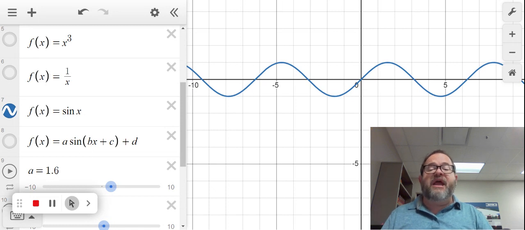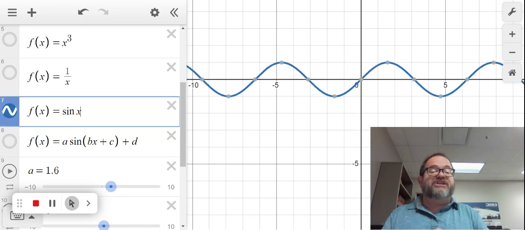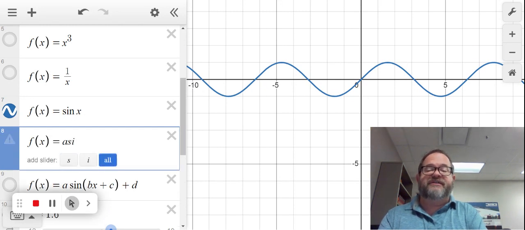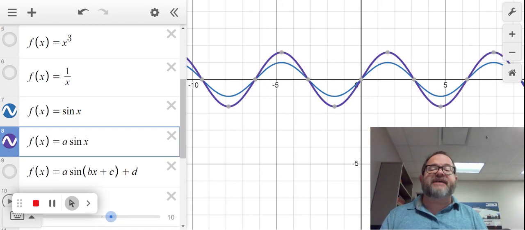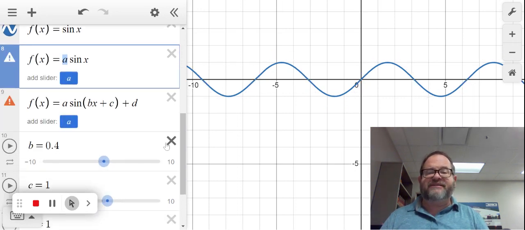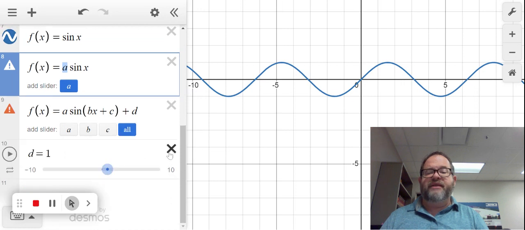So let me go ahead and teach these one at a time before I put them all in at the same time. The first thing I'm going to do is make the same function, but I'm going to put an A in front of it. A times the sine of x. Now in Desmos, if it doesn't know what this letter A is, it's going to ask you, is that a variable? In fact, why don't I go ahead and erase these right here and I'll show you.